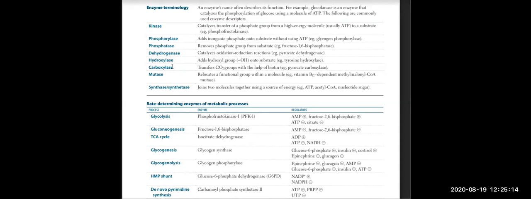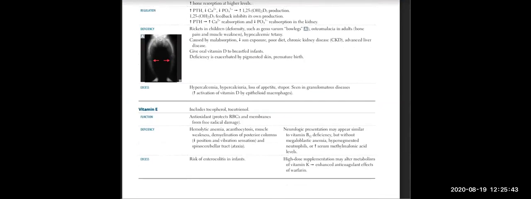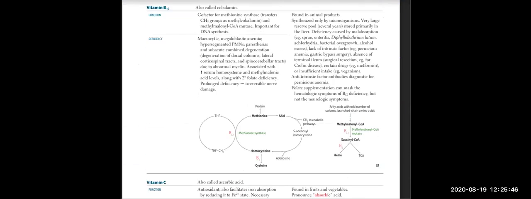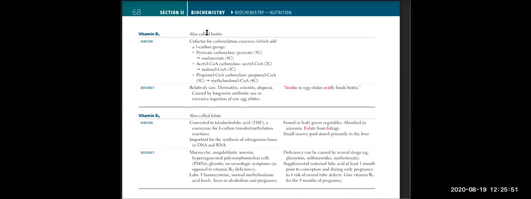So while talking about carboxylase, you see what they've written, that it transfers carbon dioxide group with the help of biotin. So what is biotin? Biotin is vitamin B7, right? We have already studied vitamin B7. If I take you back up to B7 and show you, I also told you to remember a few of the things. So this is your vitamin B7, biotin.